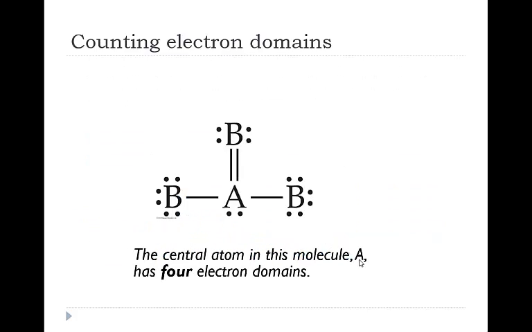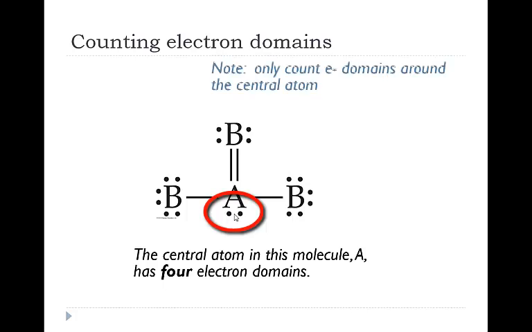So here's an example of a molecule, AB3, and the central atom in this molecule has 4 electron domains. There's one here, one there, one there. Those are all bond domains. And down here we have an electron pair, which is a lone pair domain. And remember that we're only counting electron domains around the central atom.